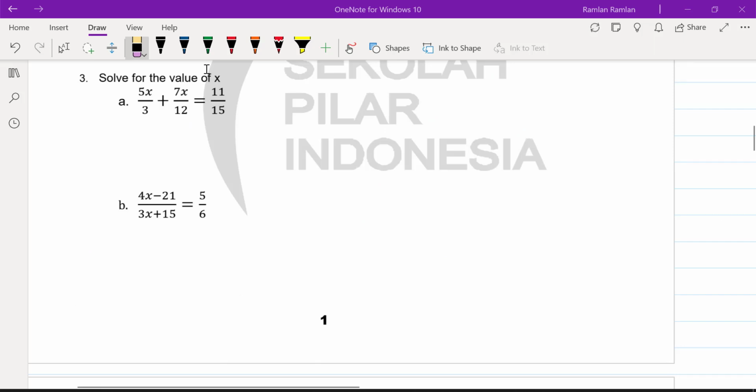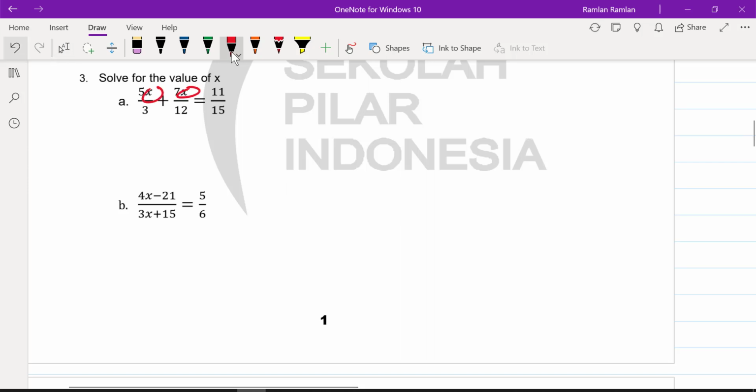Okay, so move on to number 3. This is not an index form anymore for number 3. This is just a fraction, and you only need to solve for the value of x. Okay, so here we have an equation, meaning that your final goal is to make the variable alone on one side of the equal sign, right? So in here we have x, right?